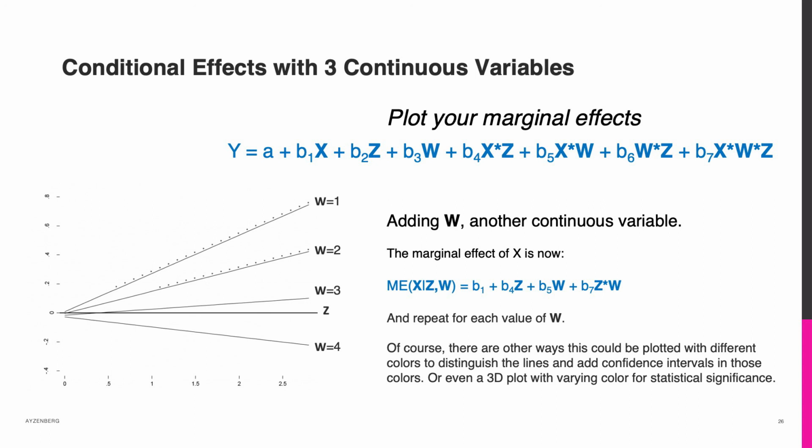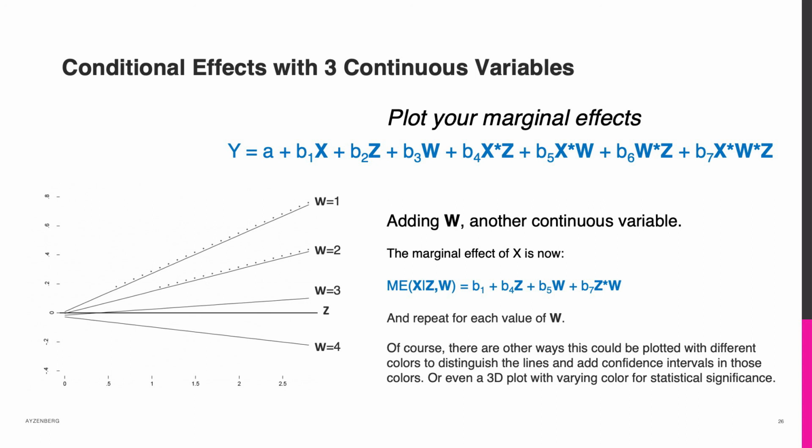The marginal effect of x on y is now dependent on z and w. In the case of this extended equation, it's equal to beta 1 plus beta 4 times the chosen value of z plus beta 5 times the chosen value of w plus beta 7 times the chosen value of z and the same value of w. You'll then need to repeat this for all the various different values of w you want to plot.